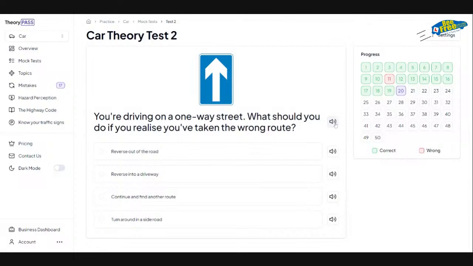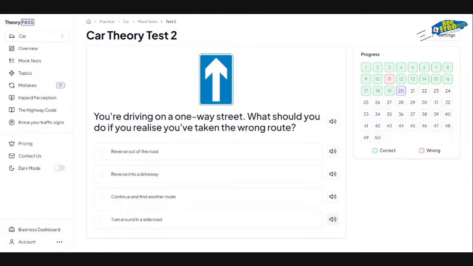Question 20. You're driving on a one-way street. What should you do if you realize you've taken the wrong route? Reverse out of the road. I've seen that before. Reverse into a driveway. Continue and find another route. Turn around in a side road.